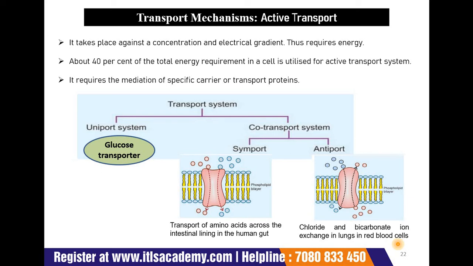In case of symport, the example is transport of amino acids across the intestinal lining in the human gut. Antiport, for example, is chloride and bicarbonate ion exchange, which happens in the lungs or in the red blood cells. Other examples are D-glucose, D-galactose, amino acid transport, etc.